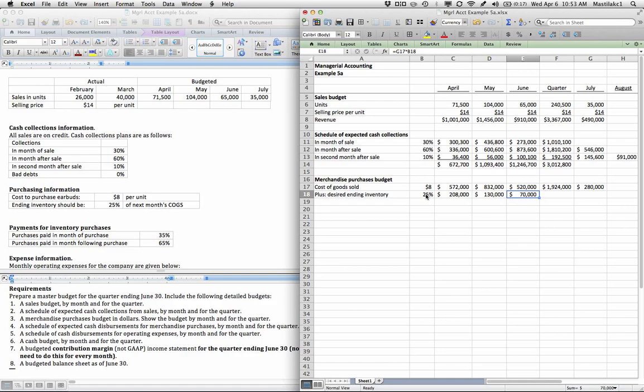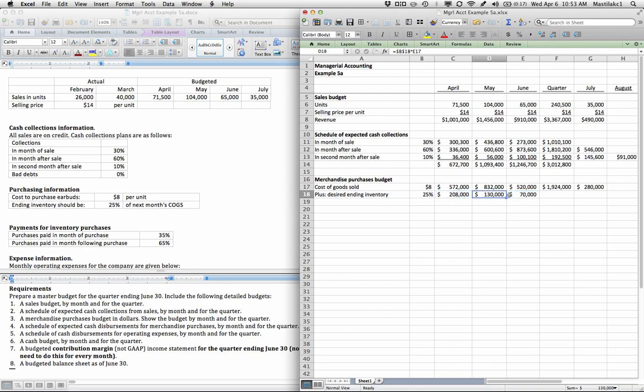Now, as you're looking at your spreadsheet here, you want to make sure that you don't look forward to the next cell if the next column is the quarter column instead of the July column. So you just have to make sure your spreadsheet points to the right cell. But we can see that 70,000 is 25% of 280,000, so we've got that right.